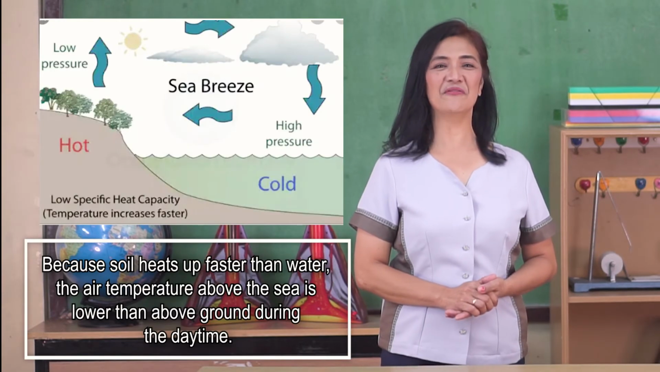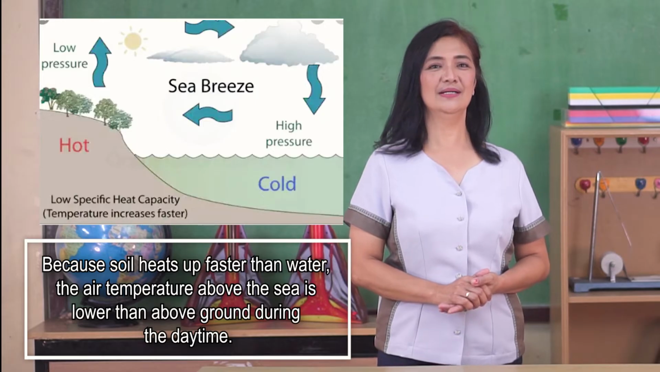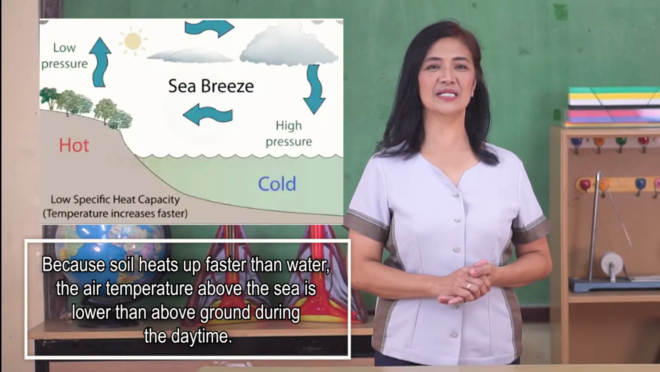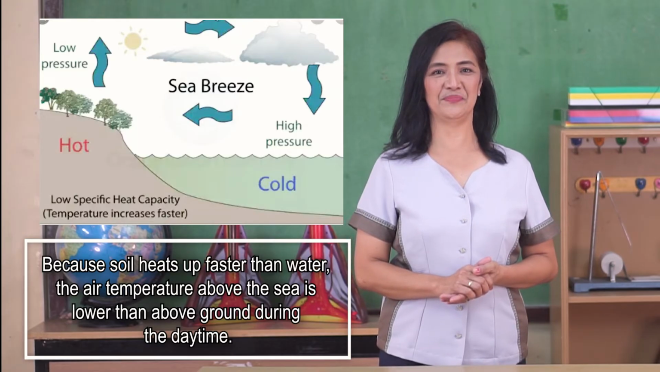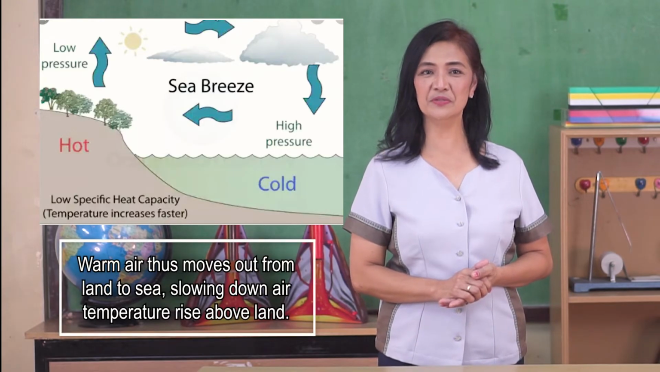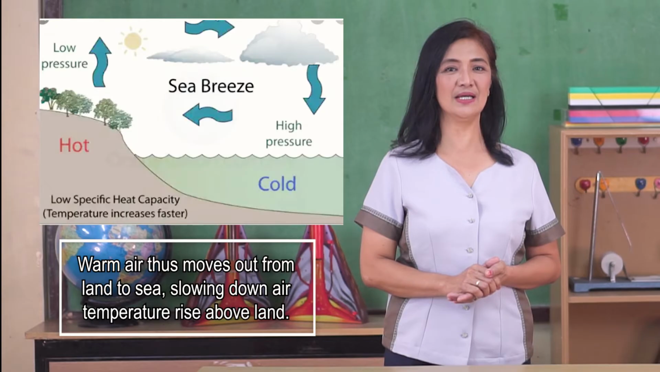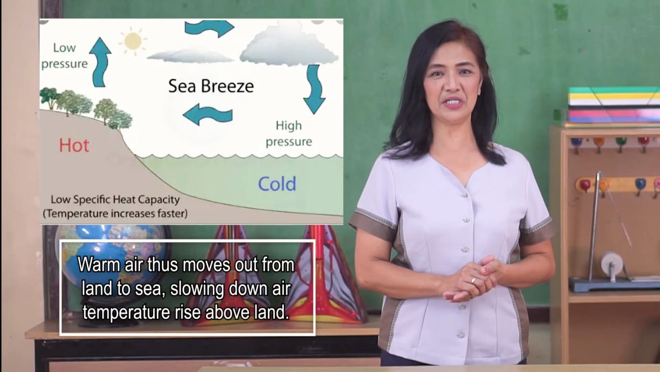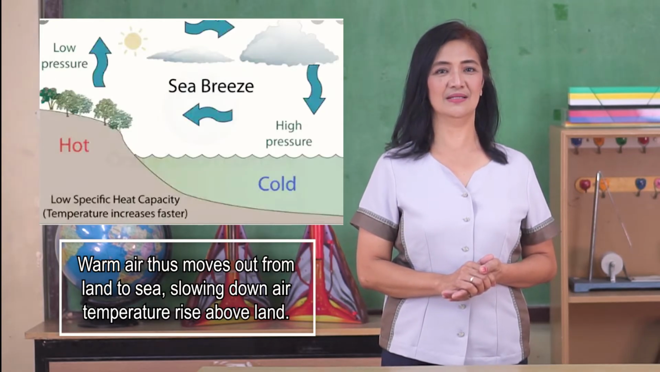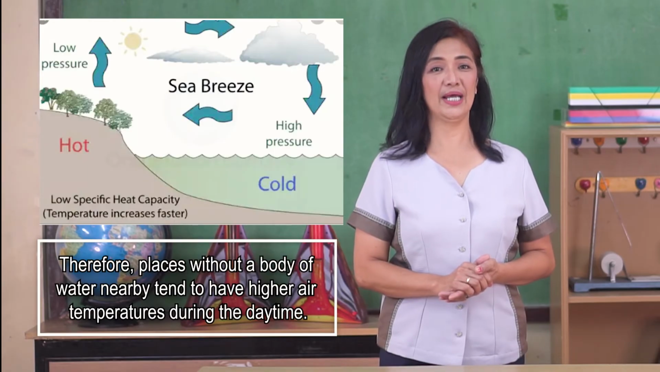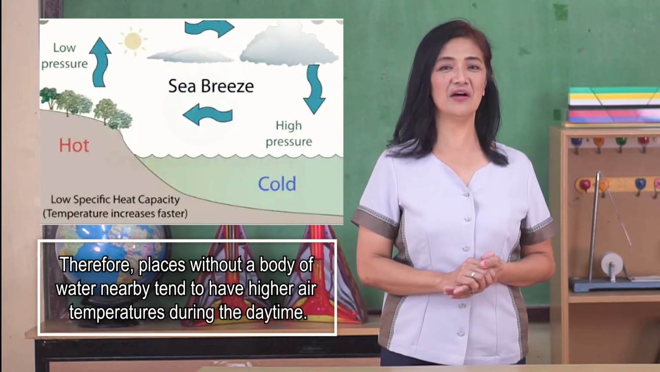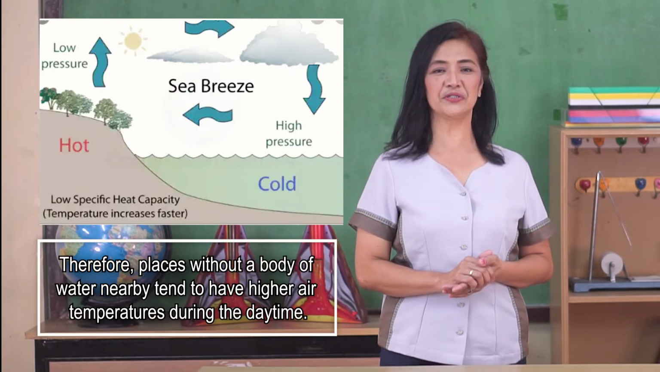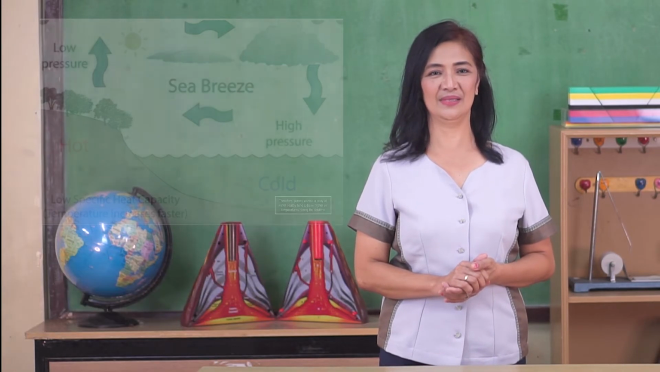Because soil heats up faster than water, the air temperature above the sea is lower than above ground during the daytime. Warm air thus moves out from land to sea, slowing down air temperature rise above land. Therefore, places without a body of water nearby tend to have higher air temperatures during the daytime.